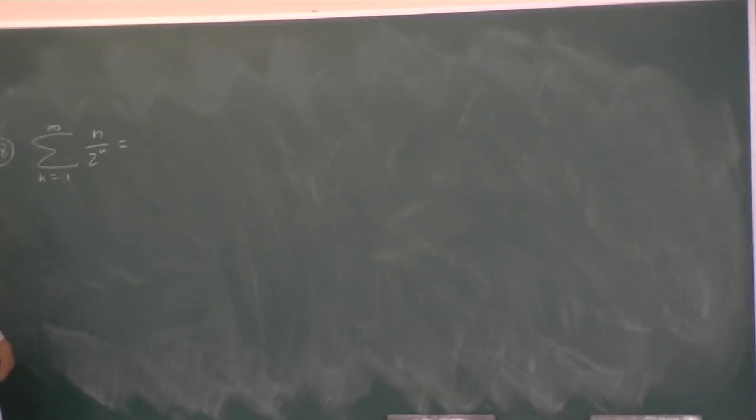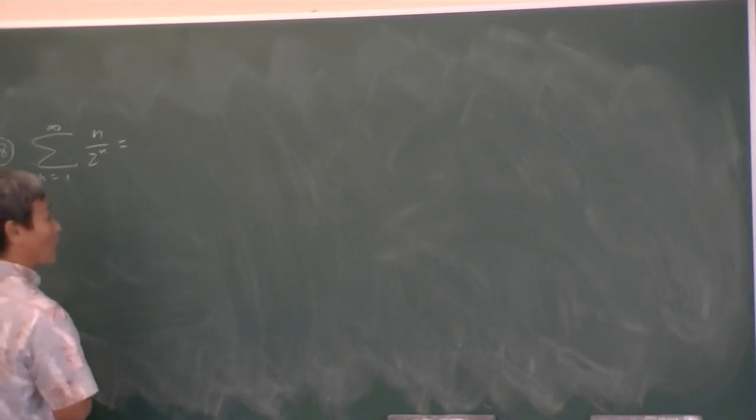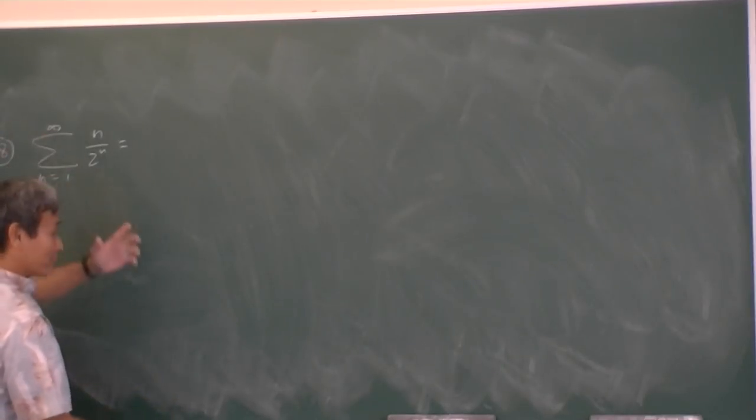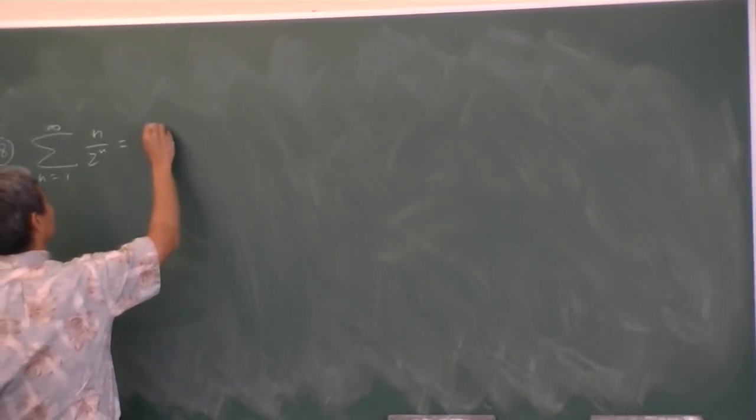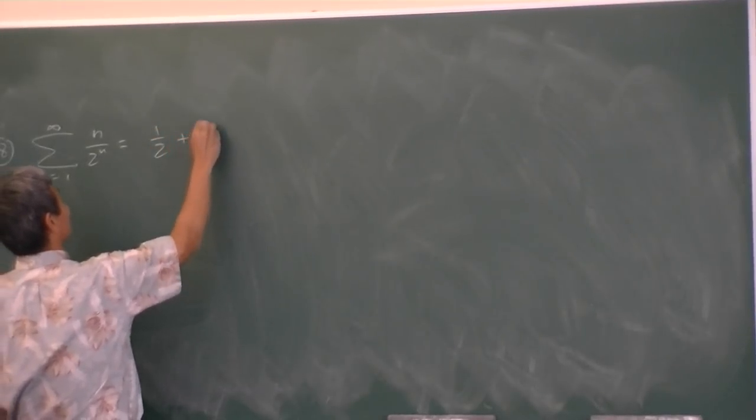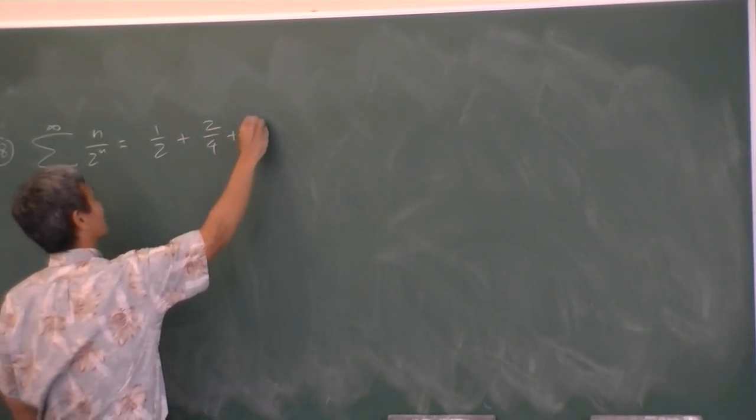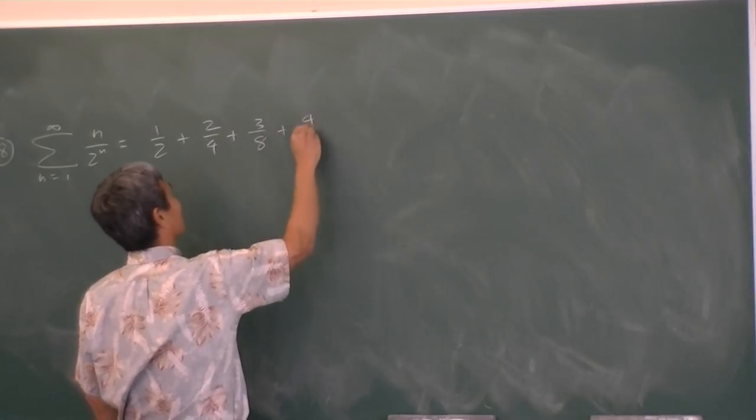What's the first thing you should do? Just stare at it? Go to the next problem? Just look at the bottom, write that down, and be done with homework? No! Write out the first few terms. Plug in 1, 2, 3, 4 and see what you get. 1/2 plus 2/4 plus 3/8 and 4/16. Okay, I think that's enough.